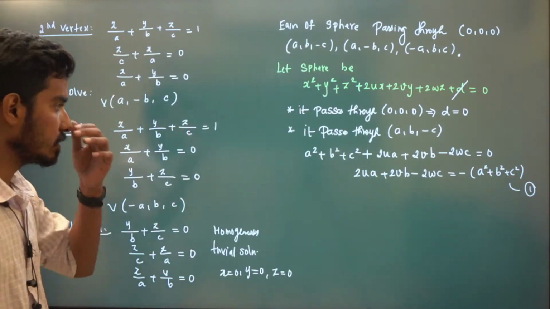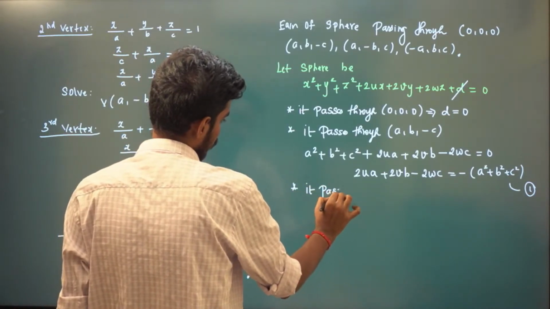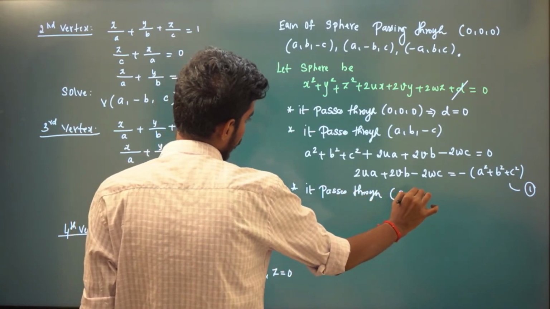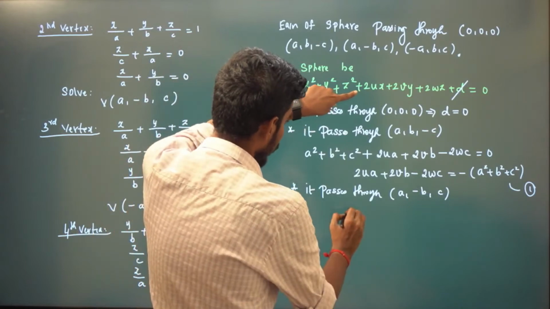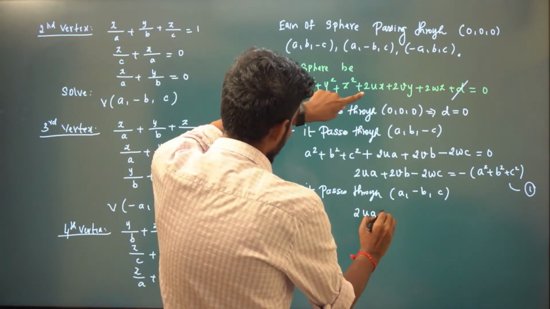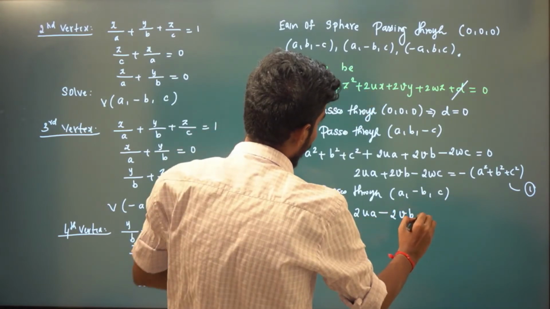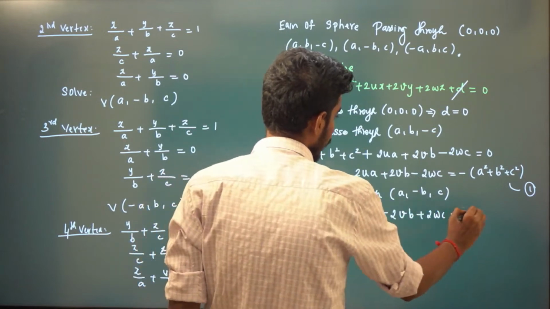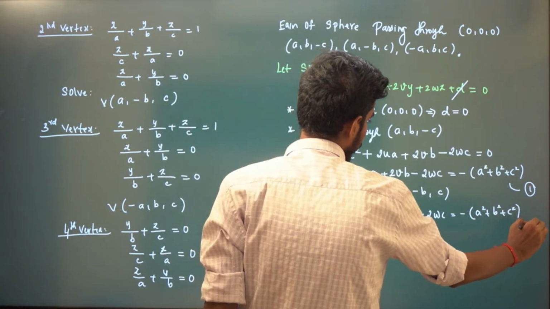Now similarly, it passes through (a, -b, c), right? So what you will have is 2ua, here y is minus b, so -2vb + 2wc is equal to minus of (a² + b² + c²). Call this 2.